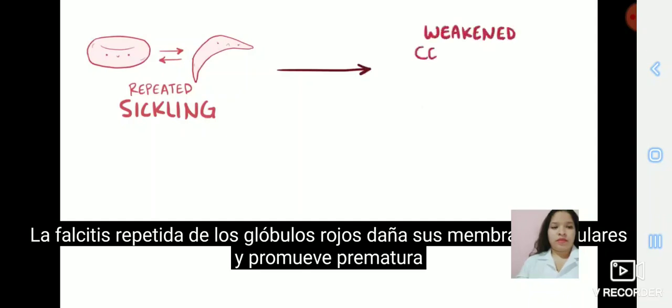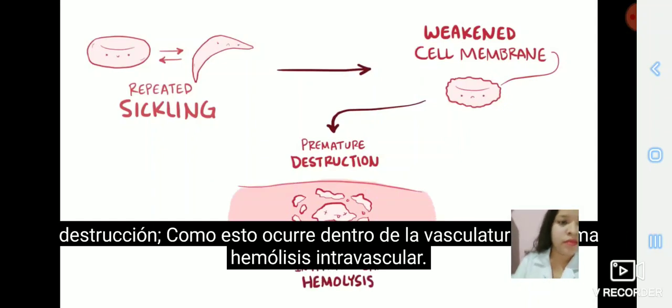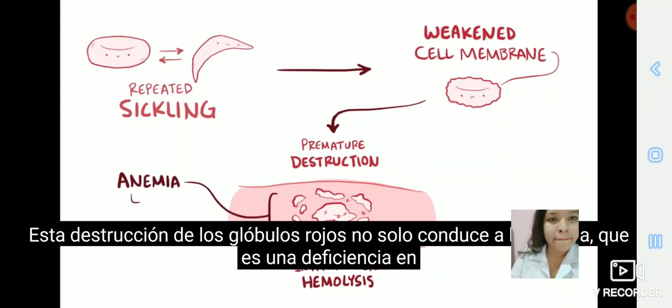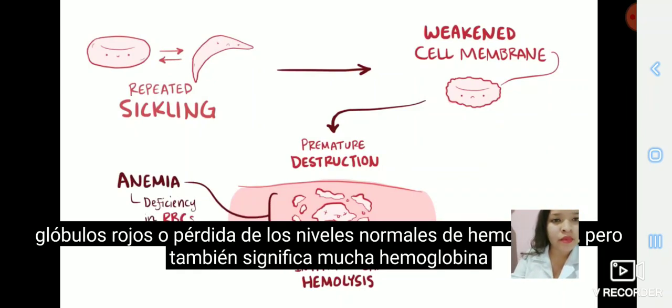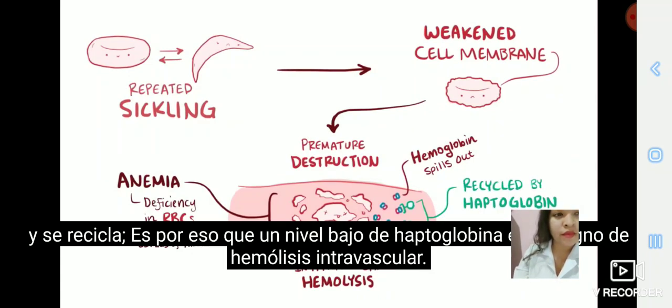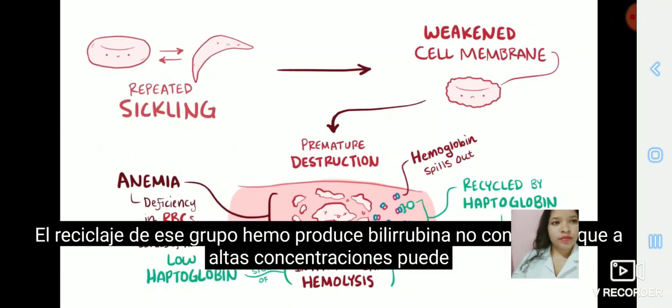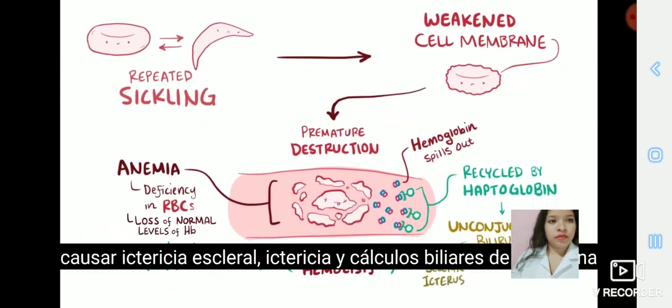Repeated sickling of red blood cells damages their cell membranes and promotes premature destruction. Since this happens within the vasculature, it's called intravascular hemolysis. This destruction of red blood cells not only leads to anemia, which is a deficiency in red blood cells or loss of the normal levels of hemoglobin, but also means a lot of hemoglobin spilling out. Free hemoglobin in the plasma is bound by a molecule called haptoglobin and gets recycled, which is why a low haptoglobin level is a sign of intravascular hemolysis. Recycling of that heme group yields unconjugated bilirubin, which at high concentration can cause scleral icterus, jaundice, and bilirubin gallstones.